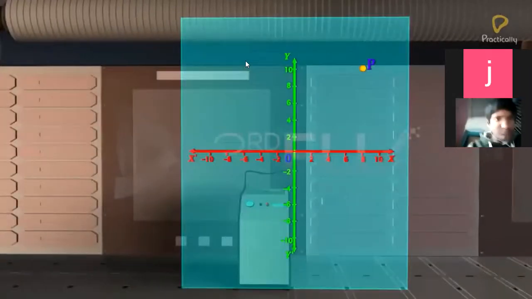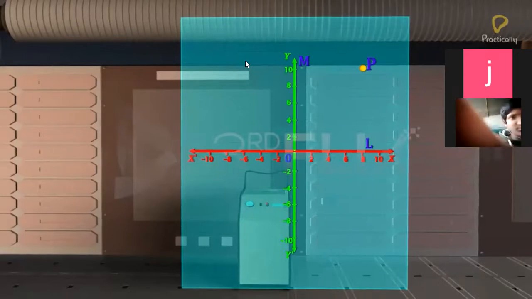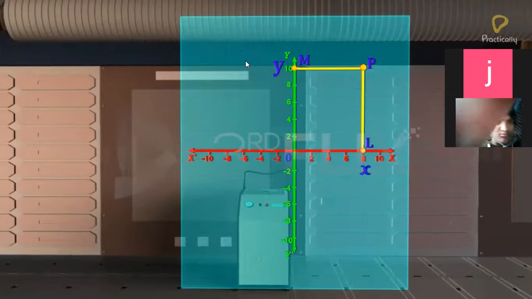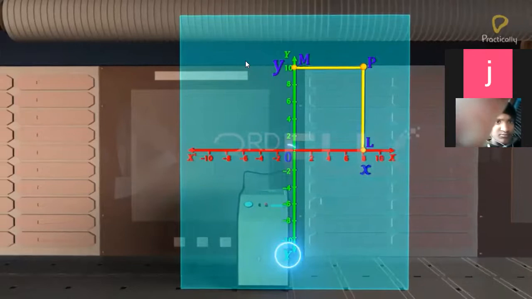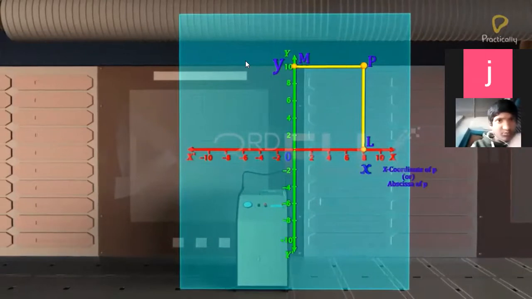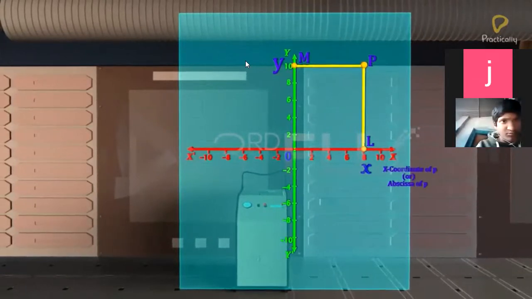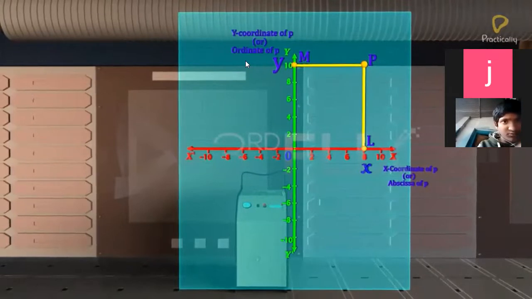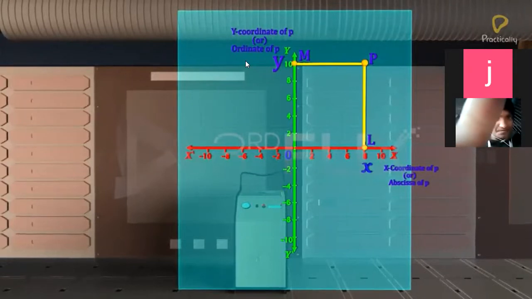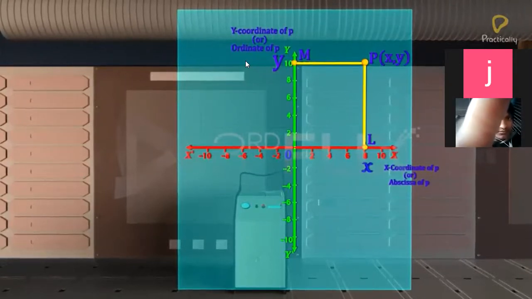Let P be a point in the plane. Let L and M be the projections of P on the x and y-axis respectively. Let x, y be the real numbers assigned to L and M on the lines X'OX, Y'OY respectively. Then, x is called the x-coordinate of P, or abscissa of P, and y is called the y-coordinate of P, or ordinate of P. The point P is denoted by (x, y).